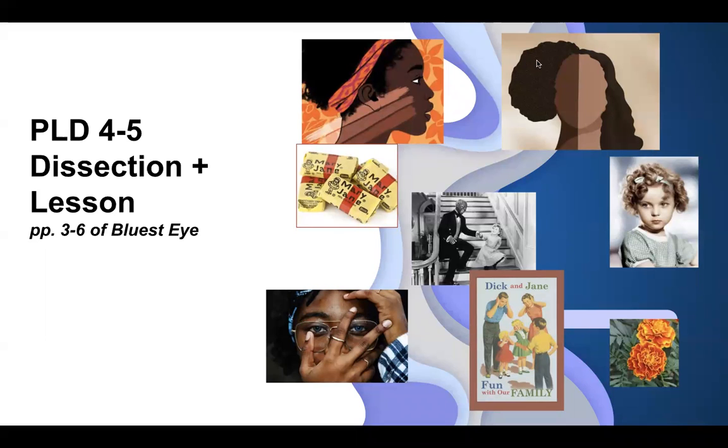This video is a PLD 4 and 5 dissection and mini lesson, and it goes into detail about pages 3 through 6 of The Bluest Eye. If you have not watched the background video for The Bluest Eye, I would suggest pausing here and watching that other video on Edpuzzle first, as this will reveal even more information that will make sense after learning about more of the background context that you need to know and understand in order to dive deep into this novel.